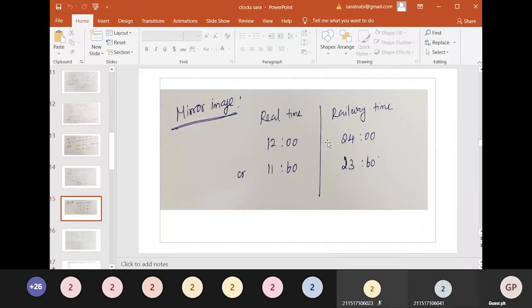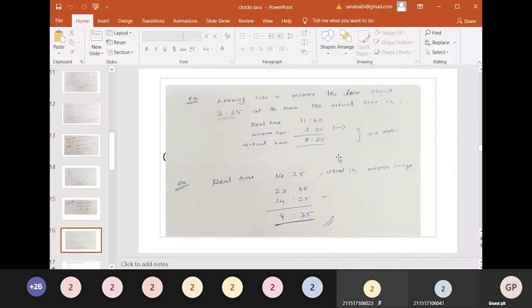The fourth concept they can ask is mirror image time. And we generally know what is real time and what is railway time. Real time we consider up to 12, after that 1, 2, 3 like that. The railway time goes up to 24 for the whole day. So I think we know that 12 hours of real time can be written as 11 hours 60 minutes, because 60 minutes is 1 hour, so it is 12. So 12.00 can be written as 11.60. Likewise, railway time 24 can be written as 23.60. This you consider for the calculation.